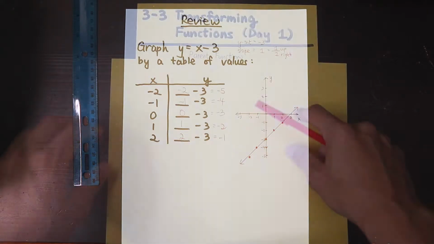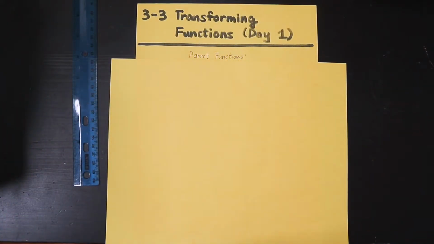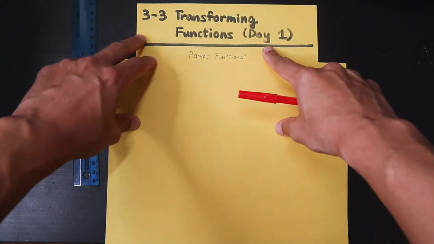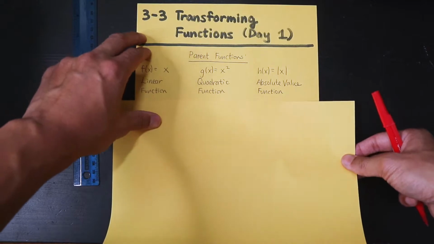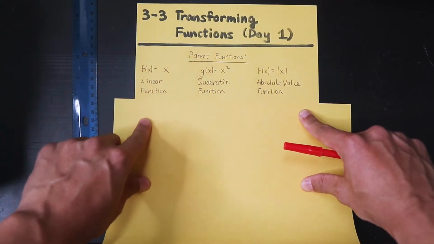Well, in 3-3, Transforming Functions Day 1, we're going to learn some shortcuts of graphing functions without a table of values. This is very similar to an art class or like a shortcut class where you're able to graph something without spending too much time or calculating too much math. So before I start, there are something called parent functions, and in this lesson there are 3 parent functions I want you to learn.